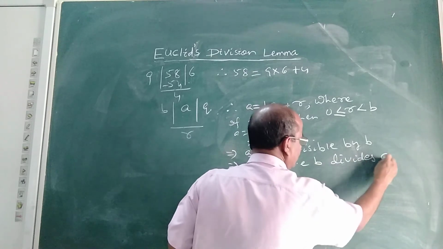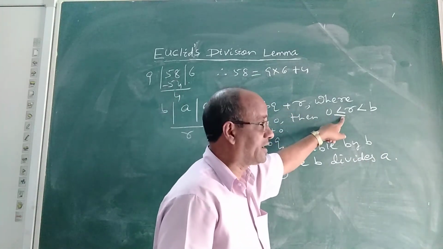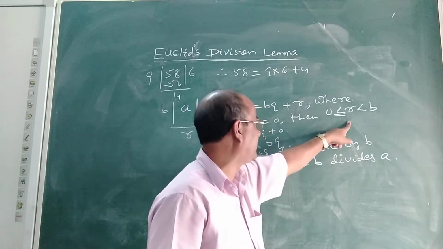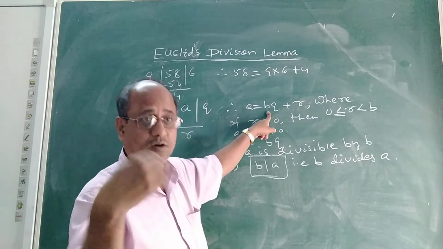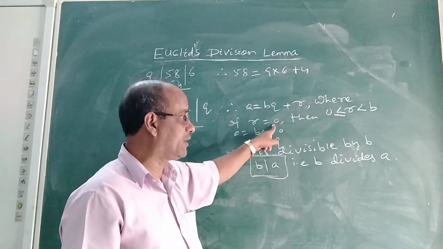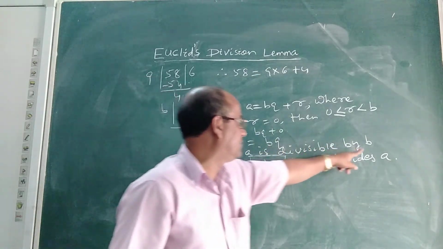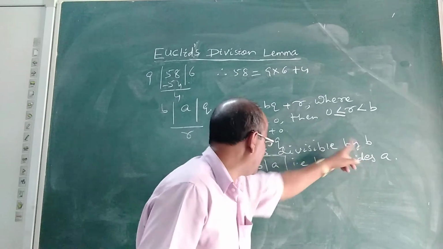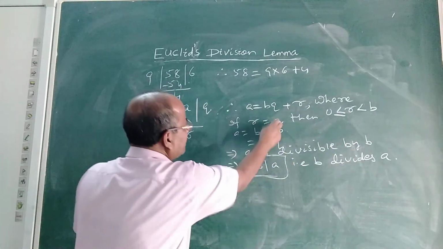So if the remainder is 0, as I told you, this condition must be satisfied in order that Euclid's division lemma holds true. Now, if r equals 0, a will be bq, that means a will be divisible by b, and if a is divisible by b, it means b divides a.